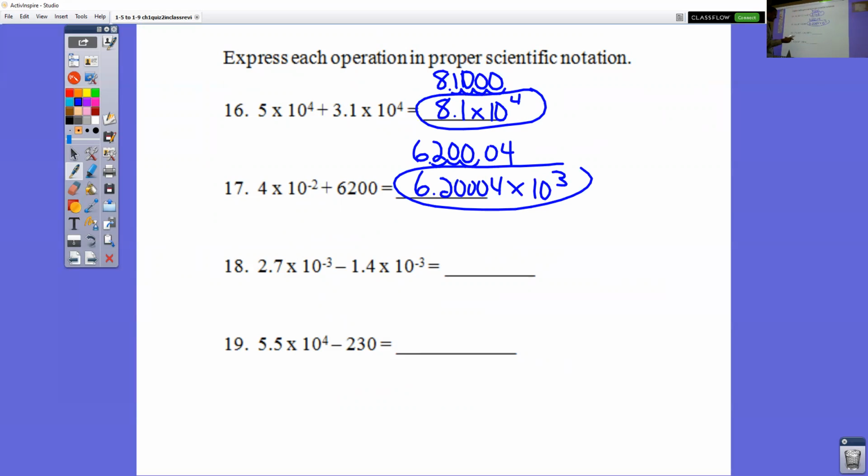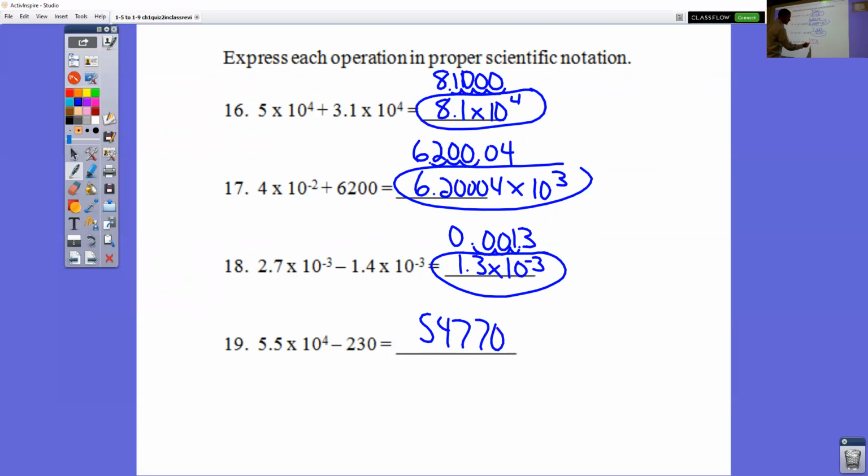In question number 18, you get 0.0013. Put your decimal point in between the 1 and the 3, so you have 1.3 times 10, 1, 2, 3. It's going to be the negative 3rd power because it starts with 0 point. In number 19, you get 54,770. Put your decimal point in between the 5 and the 4. So we have 5.477 times 10, 1, 2, 3, 4 to the 4th power.